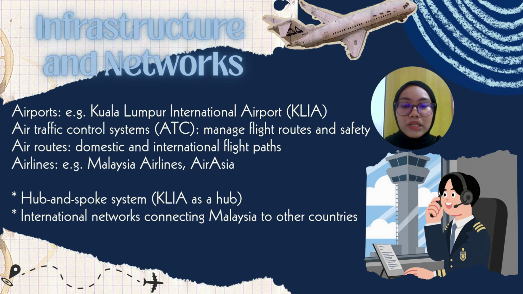Next, airlines such as Malaysia Airlines and AirAsia play an important role in providing air transport services to passengers. This slide also highlights the hub and spoke system where KLIA functions as the main hub connecting various destinations. Lastly, international networks help connect Malaysia with other countries, which supports tourism, trade, and economic growth.